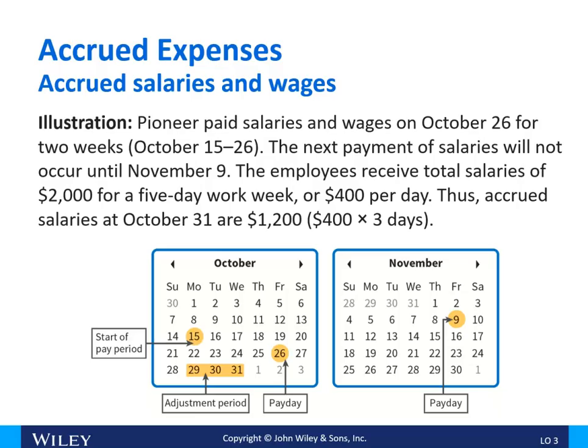Okay, so we need to know how much pay is earned each day. In this case, they gave us total salaries for a 5-day work week. We divide that by 5 to get it by the number of days. Sometimes the problems may tell you what each person earns a day and the number of people. Then you have to multiply the amount per person by the number of people times the number of days. But the concept is still the same.